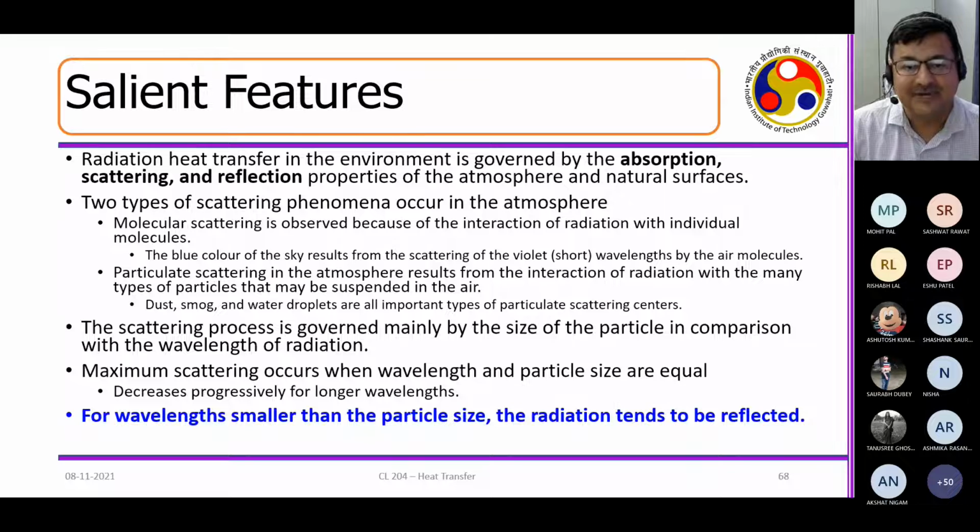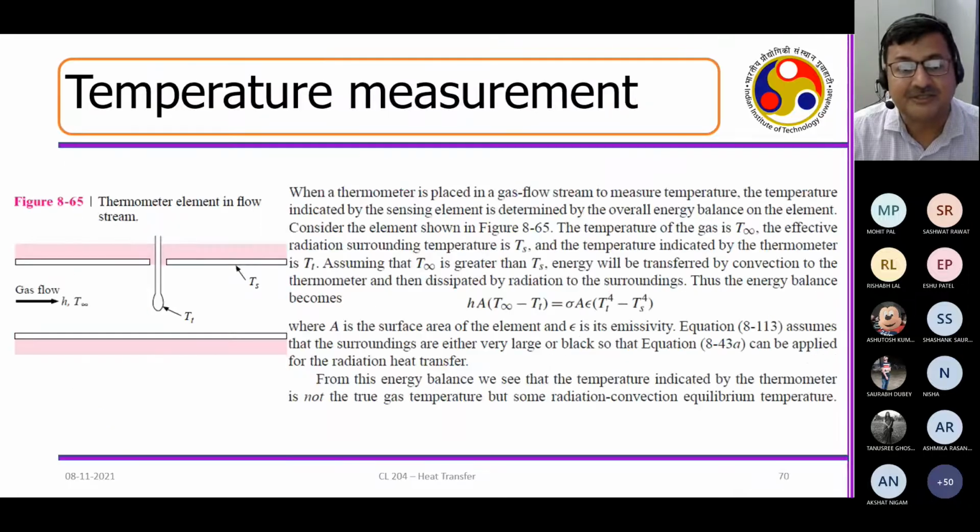Yes, sir. Right. So when the wavelength is smaller than the particle size, the radiation tends to be reflected. And when the wavelength is larger than the particle size, this might be the larger. I may have mistaken this. Okay, wavelengths smaller than the particle size, radiation tends to be reflected, and wavelength much larger than the particle size tends to be transmitted. Okay, great. So this also has been explained.